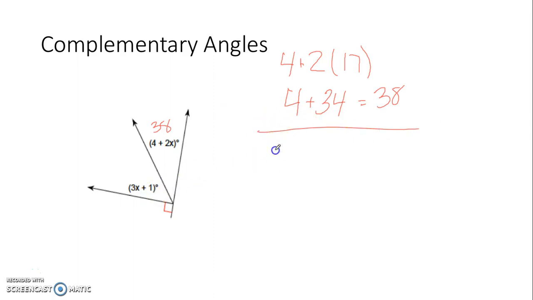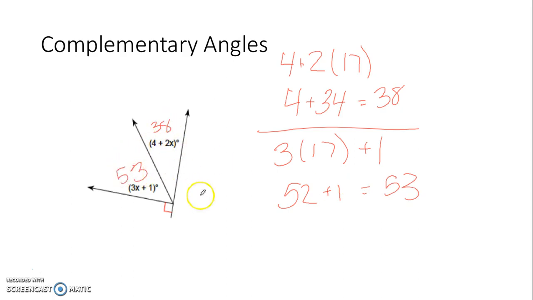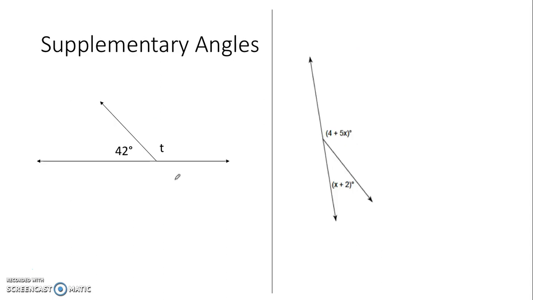Okay, now let's check our other one. 3 times 17 plus 1. 3 times 17 is 51, plus 1 is equal to 52. So we know this angle is 52. Right? 52 plus 38 is equal to 90. We know we did our job. Right, now let's move on to supplementary angles.